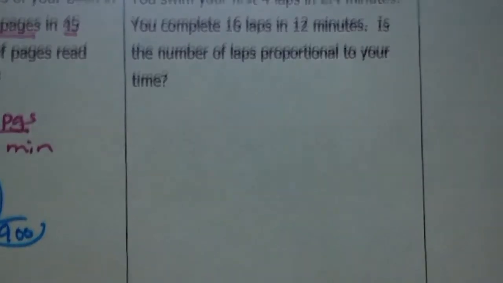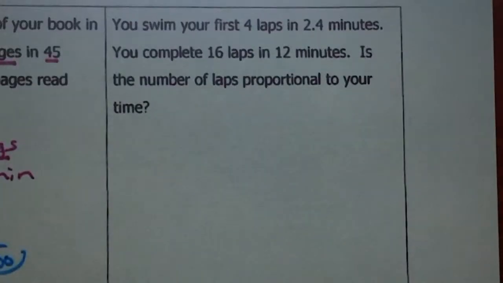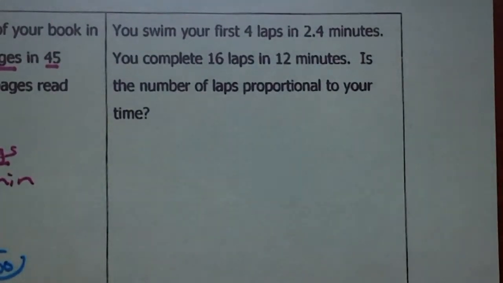It says you swim your first 4 laps in 2.4 minutes, and you complete 16 laps in 12 minutes. Is the number of laps proportional to your time? So I'm basically asking you, are these the same rate? Are these proportional to each other?